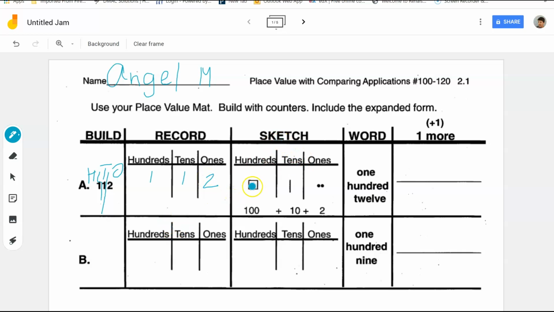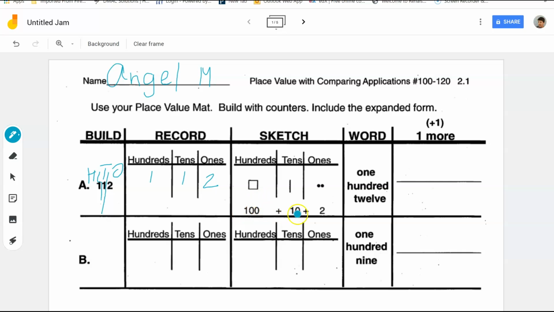When I sketch it, I know that hundreds are represented by a little square, tens are represented by lines or rods. So how many tens? 1, so I need 1 rod. And then how many ones? I need 2 ones. And ones are represented by dots.